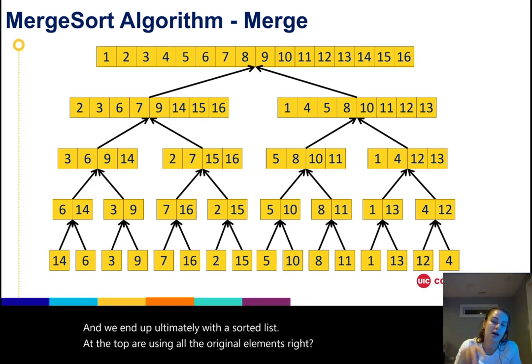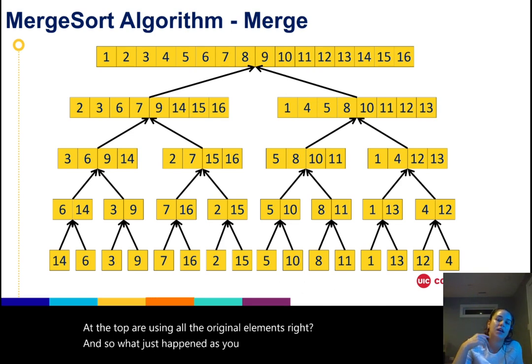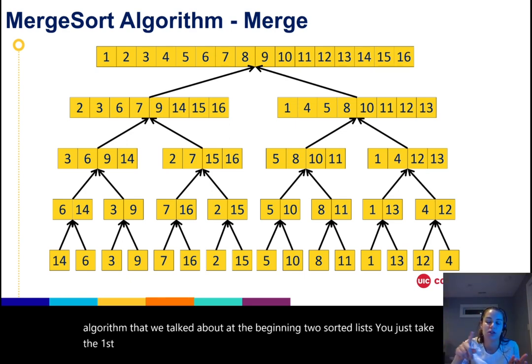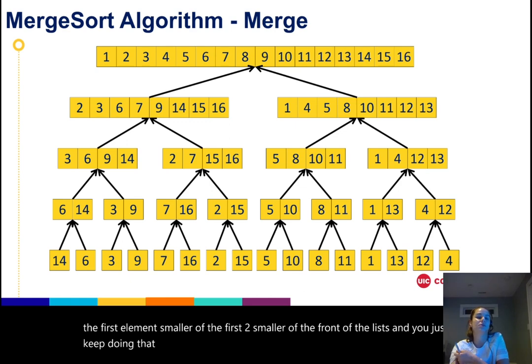And so what just happened as you went back up here is you applied that merge algorithm that we talked about at the beginning. Two sorted lists, you just take the first element, the smaller of the front of each of the lists, and you just keep doing that until both lists are empty.